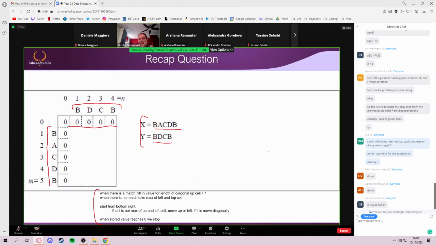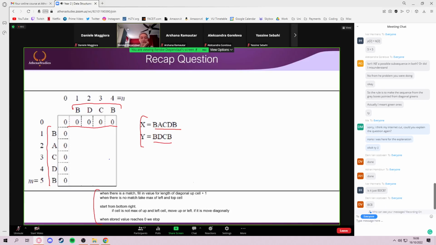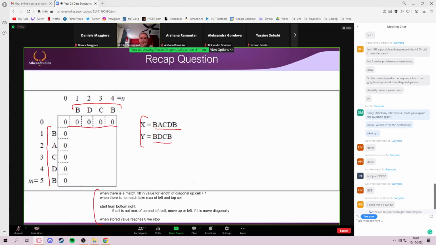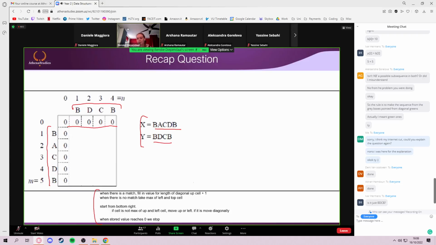It should not be BDCB because that's not a subsequence of the left one, because the order needs to be the same in the sequence. All right, I think most people have their answer.